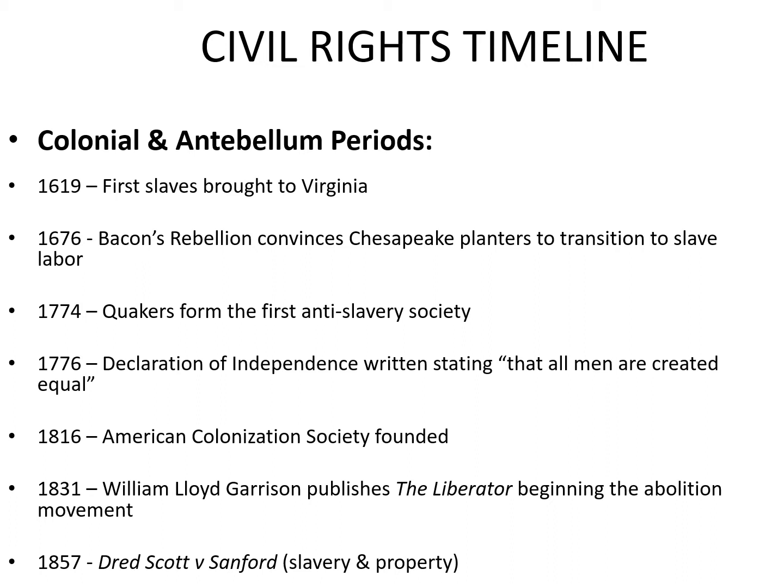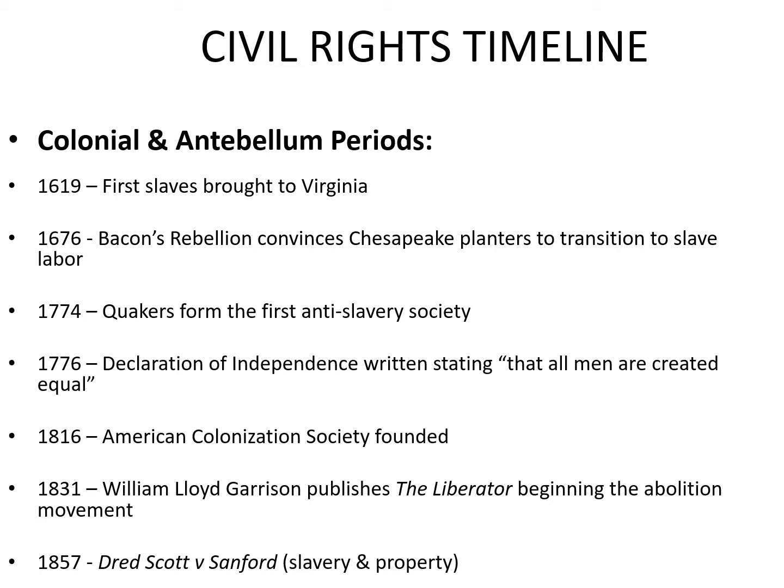1831, William Lloyd Garrison, a very important, very prominent abolitionist, publishes his Liberator, which is a newspaper that uses very fiery rhetoric about the abolition of slavery. Immediate and uncompensated abolition of slavery is what Garrison wants. 1857, we're fully into the end of the antebellum period. By this point, the Civil War is on the horizon.